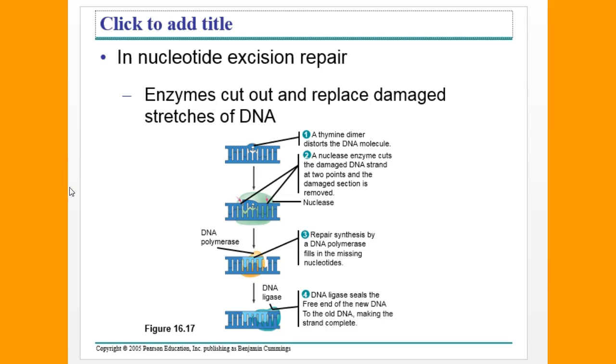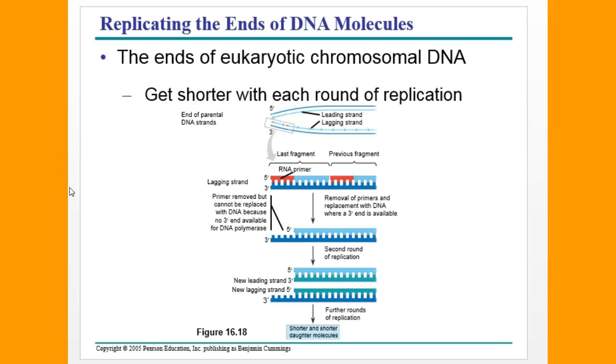In nucleotide excision repair, enzymes cut out and replace damaged stretches of DNA. So excision excises those damaged areas and comes back and synthesizes that little section of DNA so that there are no missing nucleotides. Then you end up with a newly repaired section of DNA thanks to DNA ligase sealing up the free end of the DNA so that the strand is complete. The ends of the eukaryotic chromosomal DNA get shorter with each round of replication.